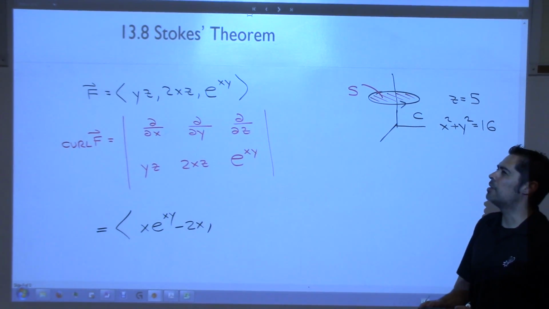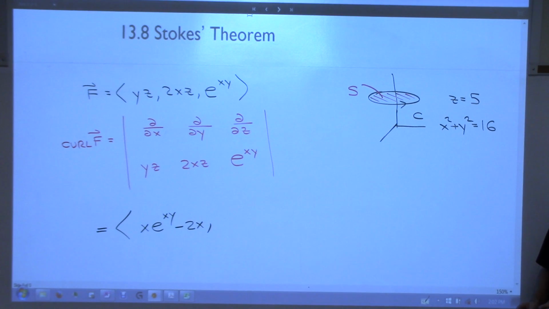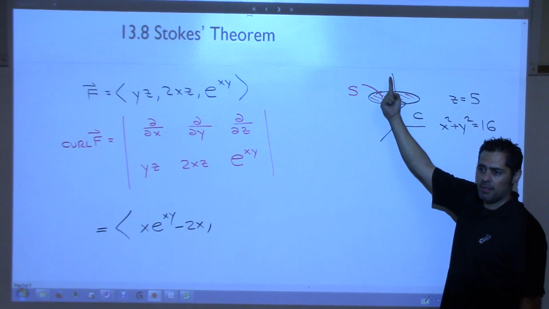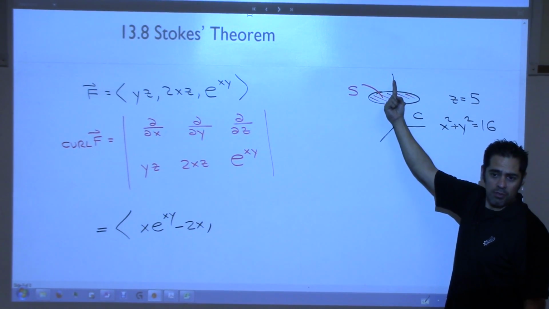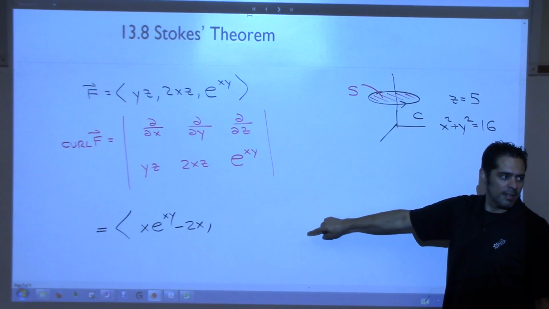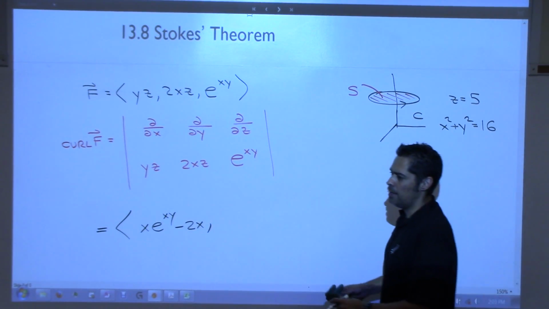I want to see if any of you can foresee where we're going here. Can anyone tell me the only thing that's going to matter from this curl? And why? The z component. Because we're going to use the fact that this surface has a normal that points up only, which means the normal is (0, 0, 1), which means when I dot it with the curl, the only thing that matters is the last piece, right? But we'll compute the whole thing anyway.